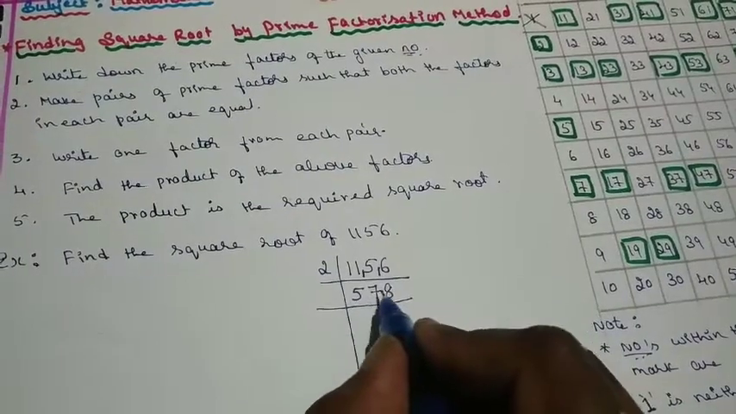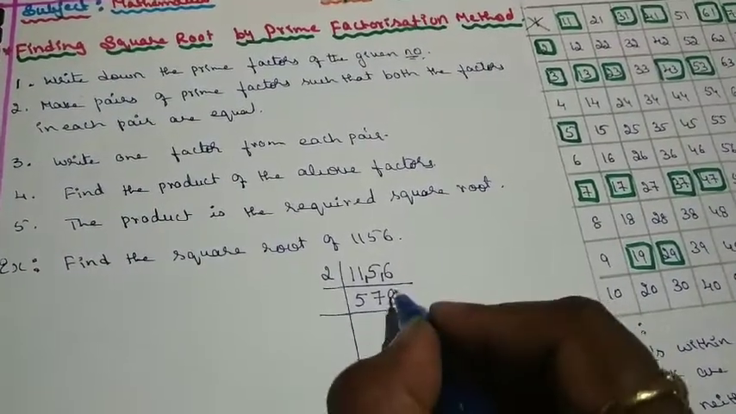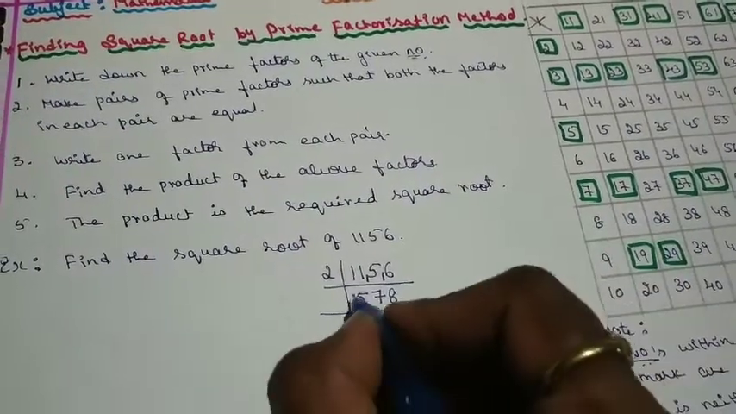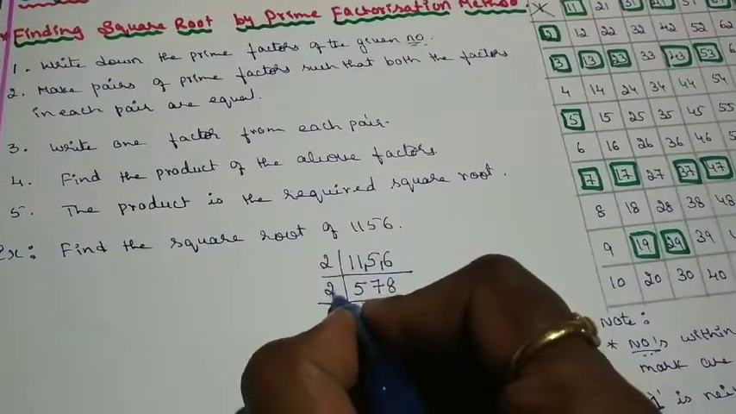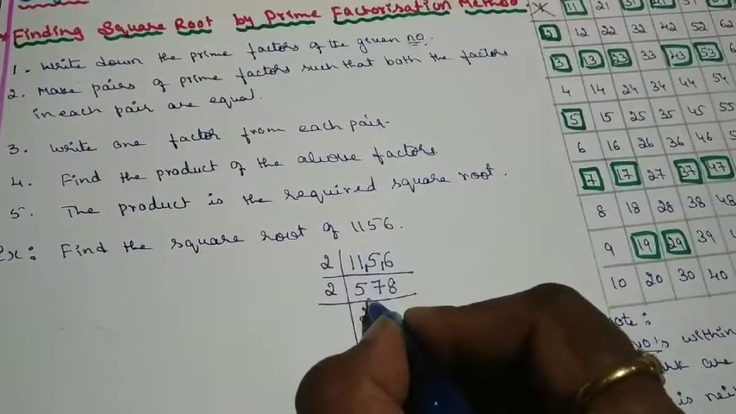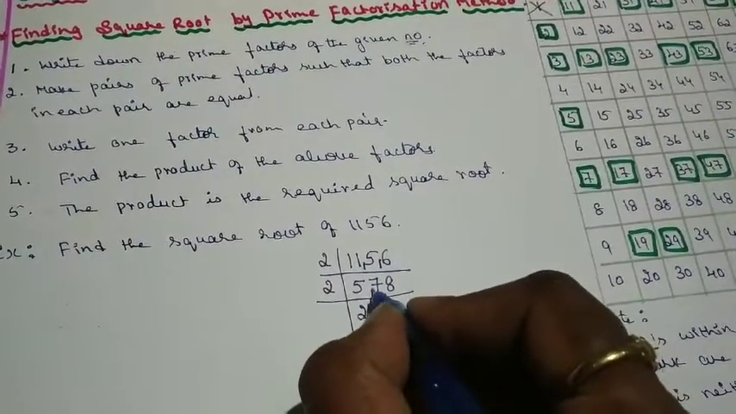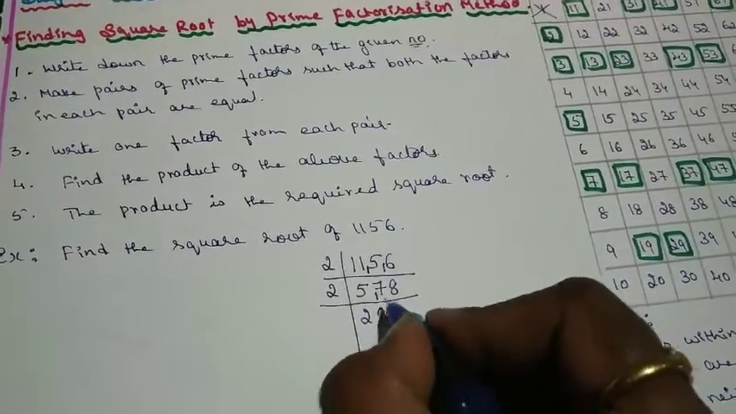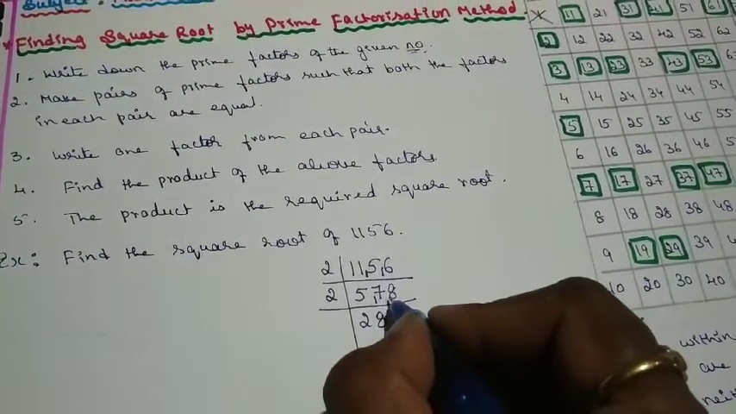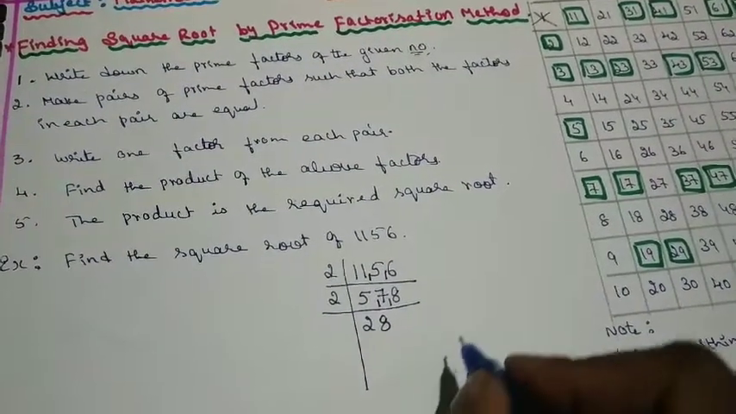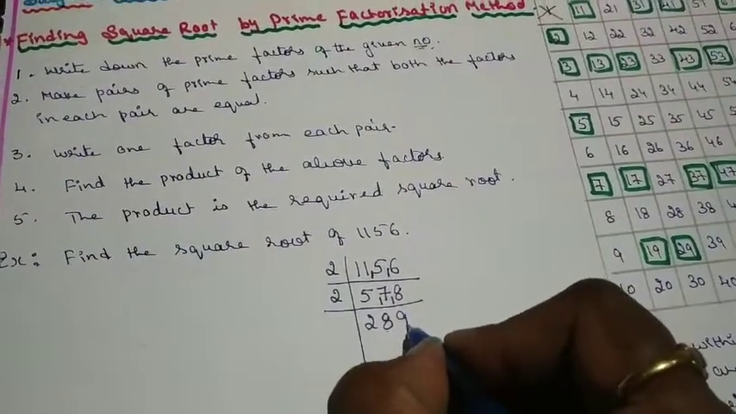Next 578. Again in the ones place we have 8, which comes in the 2 table. Therefore again I'll go with the factor 2. 2 2s are 4. Since we have 5 here, 1 is remaining. I'll give it to 7. 2 8s are 16. Again 1 is remaining. I'll give it to 8. It becomes 18. Then 2 9s are 18.